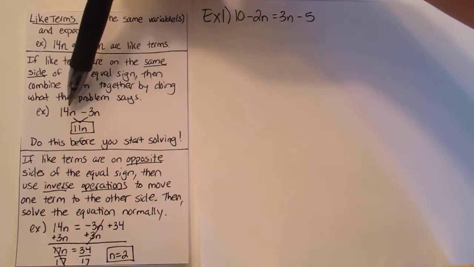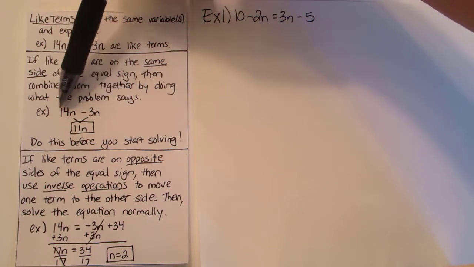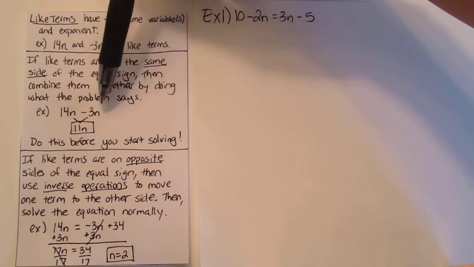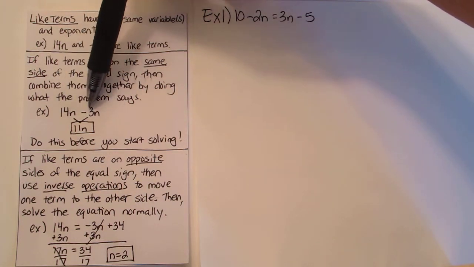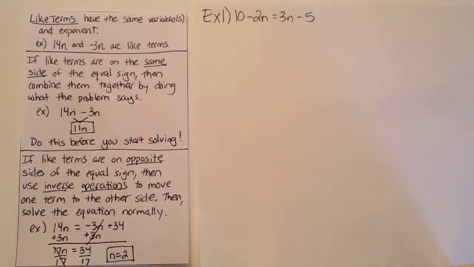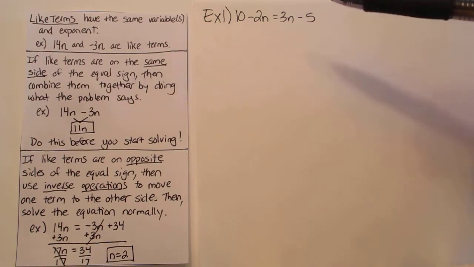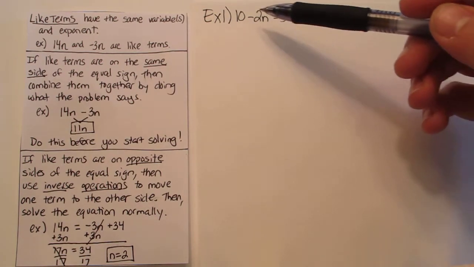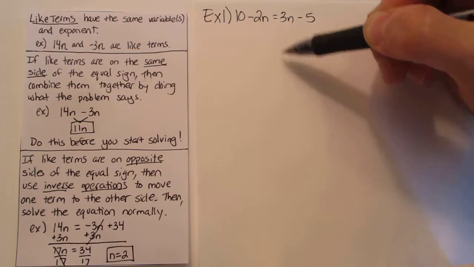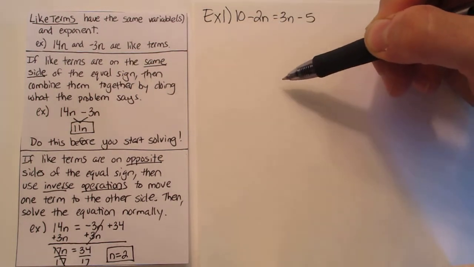So in this example, if you saw a 14n and a negative 3n on the same side of the equal sign, you would just do that math. If you have 14 n's and you take away 3 n's, you're left with 11 n's. So that's pretty simple. The problem is, if you look at this example, we don't have that. I've got like terms, but they're on opposite sides of the equal sign, so I cannot combine them together. There's like a big wall right here that we cannot cross.